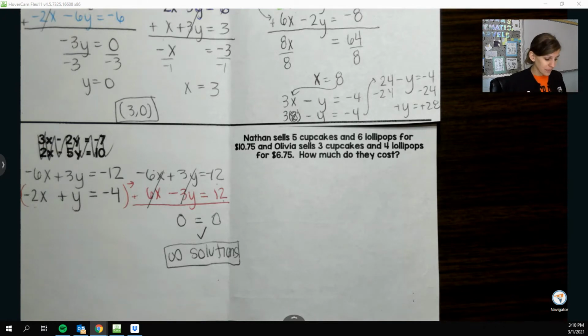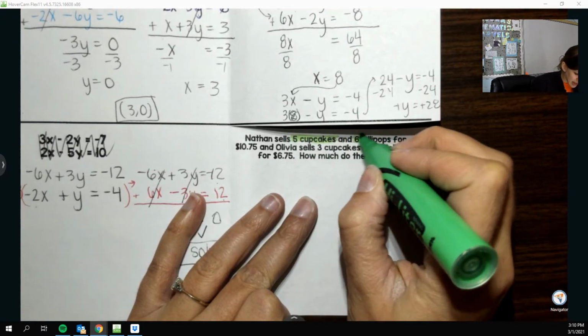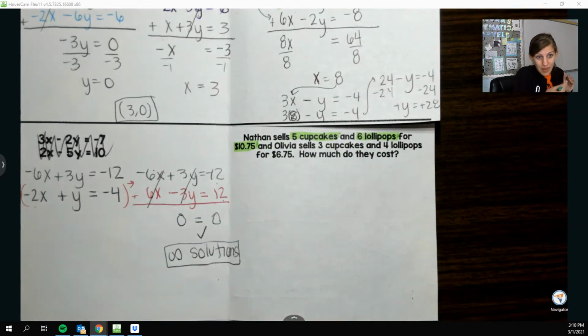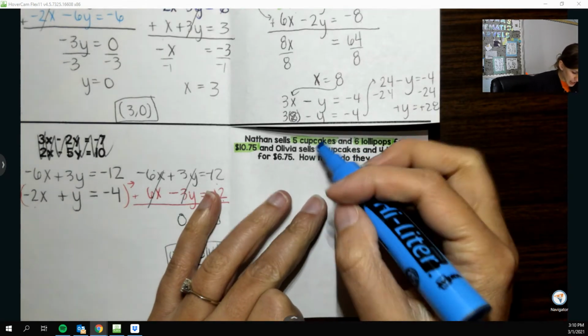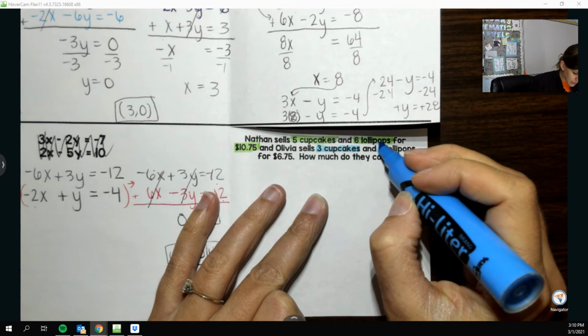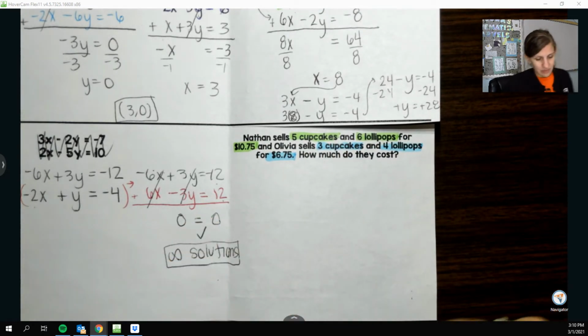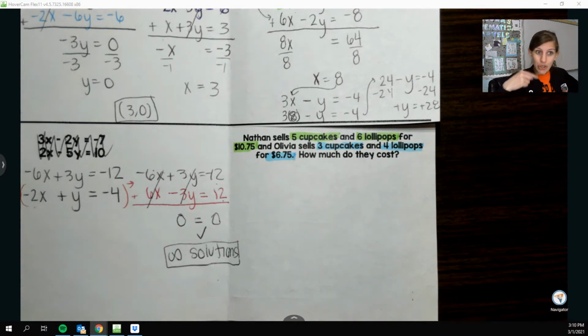So, Nathan selling his cupcakes and lollipops for this amount of money all go together as one equation. And then Olivia selling her 3 cupcakes and 4 lollipops for this amount of money is my other equation. Now, because I don't know how much each cupcake costs and how much each lollipop costs, that's like 2 numbers that I don't know.